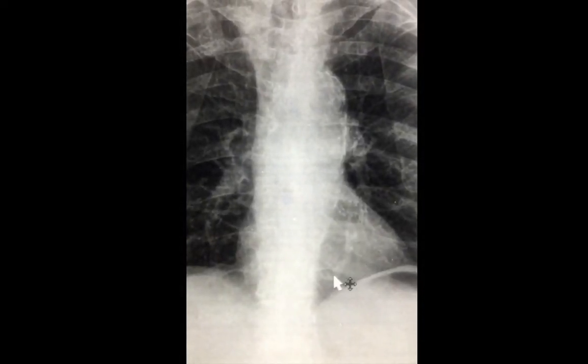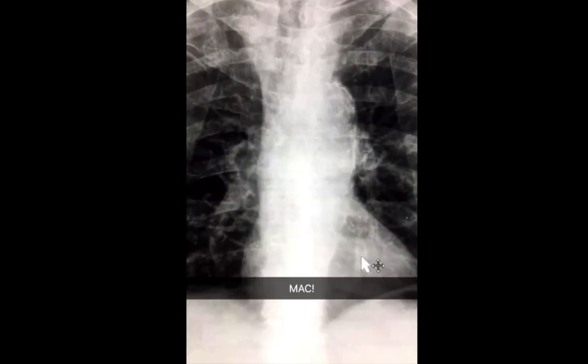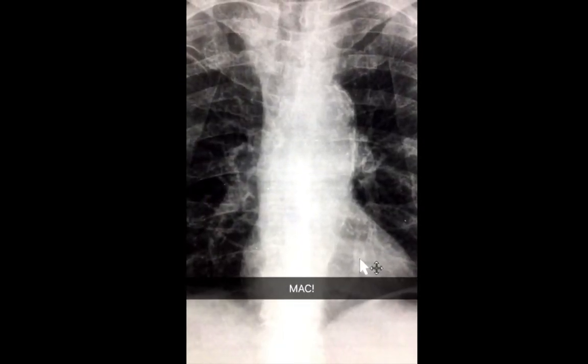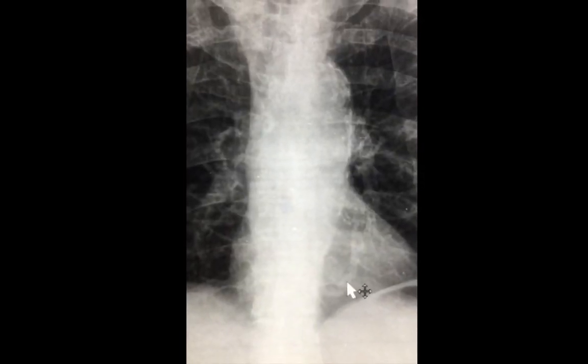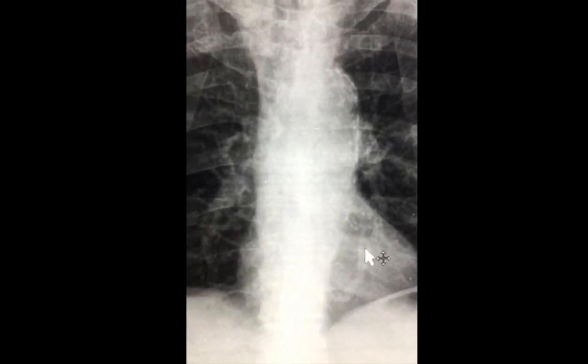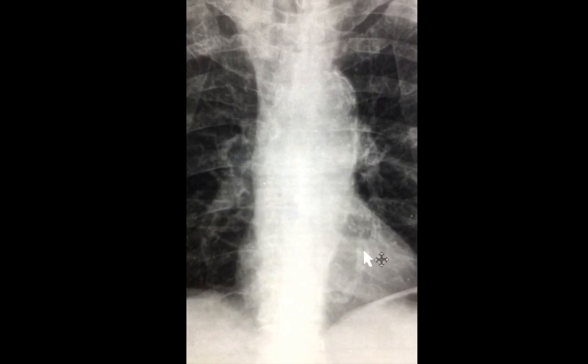So the diagnosis in this case was mitral annular calcification. Remember that this is a common aging finding. It's classically not associated with any other abnormalities, and it's seen with difficulty on frontal chest X-rays.